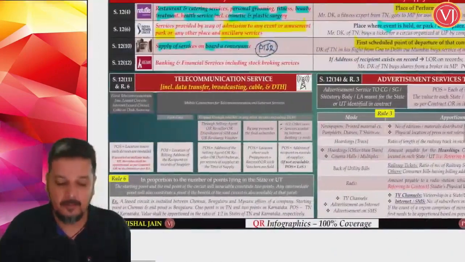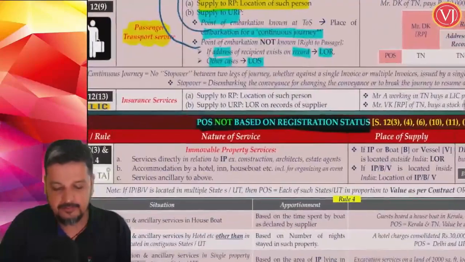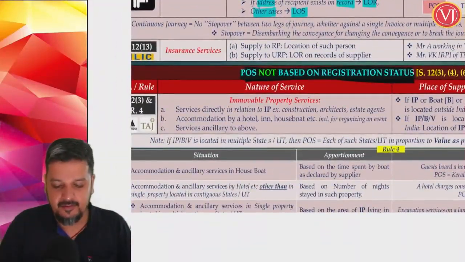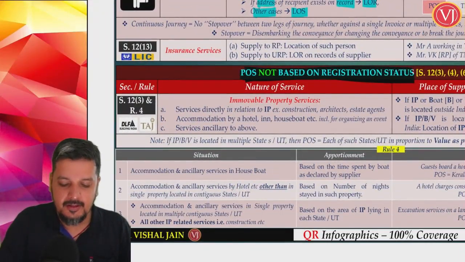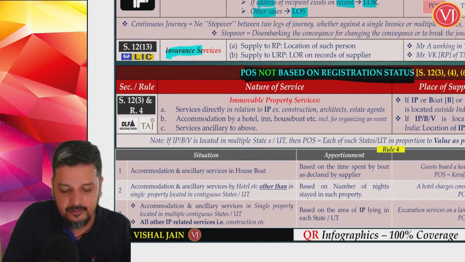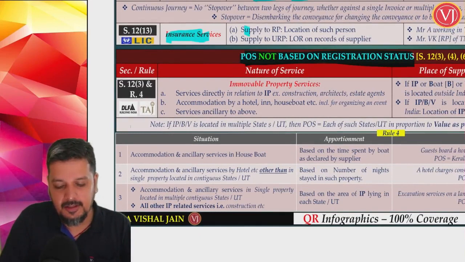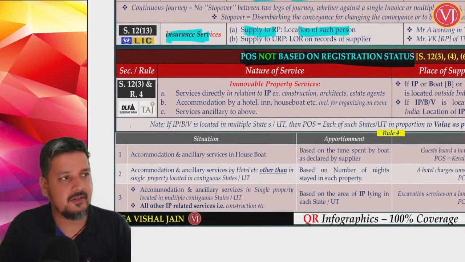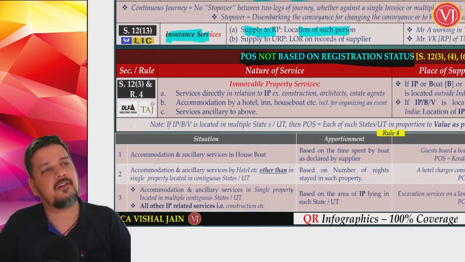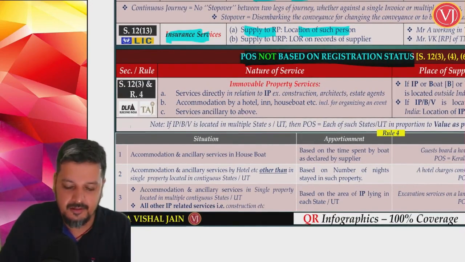Passenger transportation service and services on board a conveyance. Now, next is where you're talking about your insurance service. Insurance service, B2B: location of the registered person, if the recipient is a registered person. B2C.